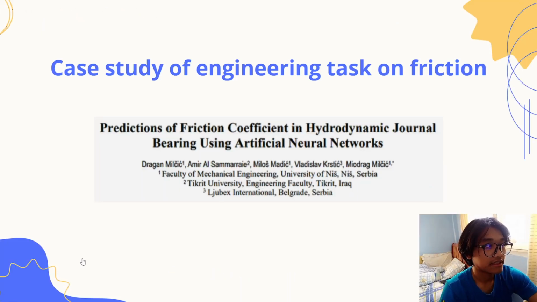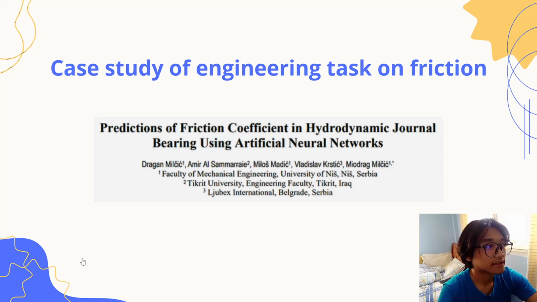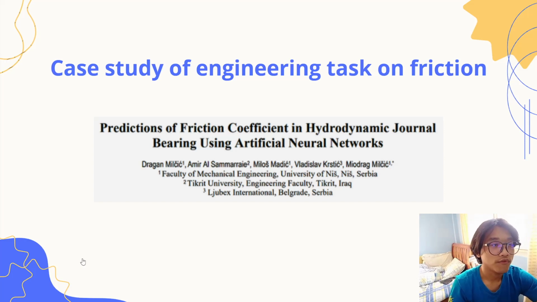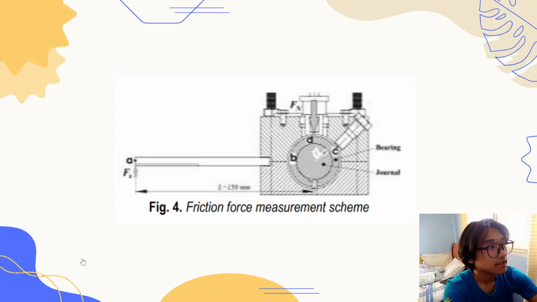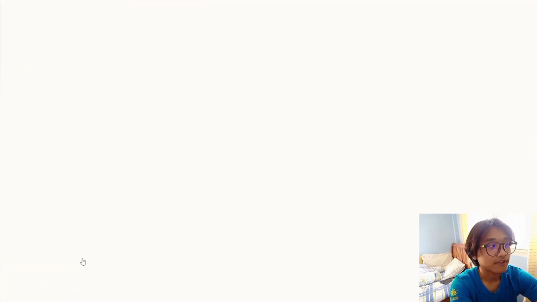And next is the case study that I have researched. In this report, it is about the prediction of the friction coefficient in the bearing, called the hydrodynamic journal bearing. And this one is a picture of what they did in reality, recording the data to the graph when the bearing is rotating and has a load.